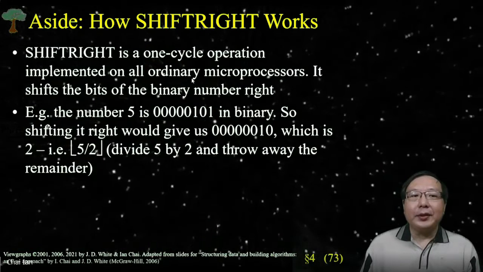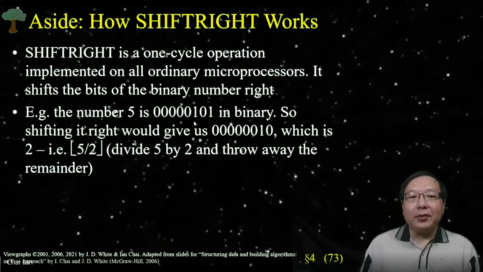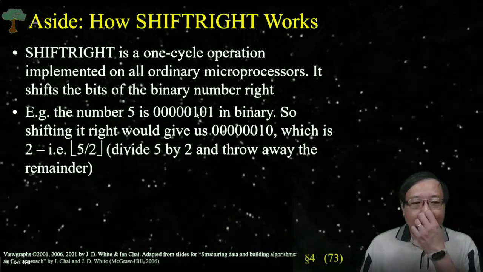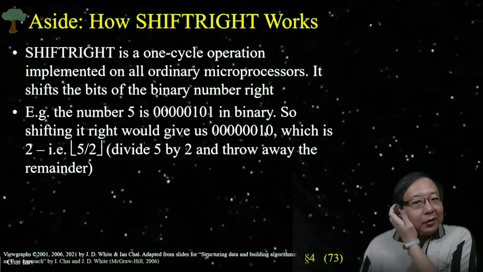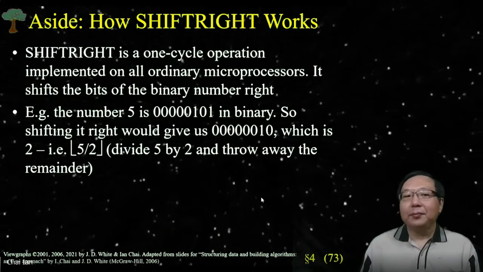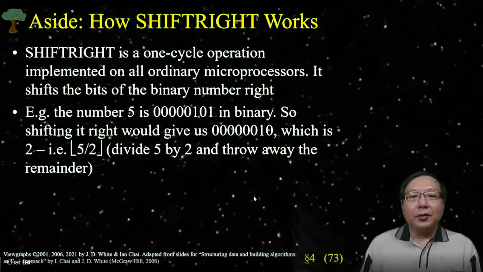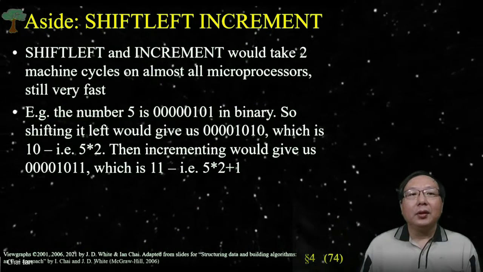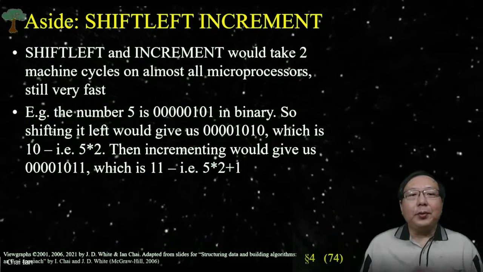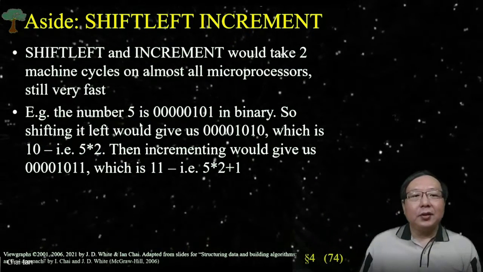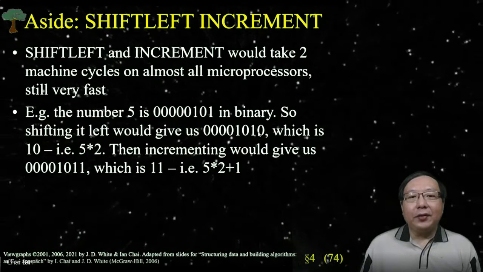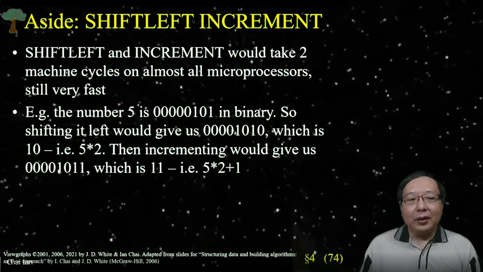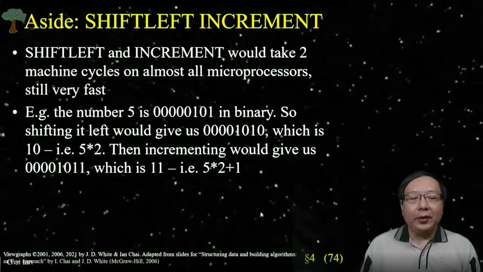Shift right is also a one cycle operation. You just shift the bits right. So 5, shift right, you get 2. See? This is 5. You shift right, this is 2. Okay. So this makes it very, very efficient. Shift left and increment will take 2 machine cycles. It's still very fast. So this one, shift left, you get 10. And then add 1, which is 11. Also very fast.